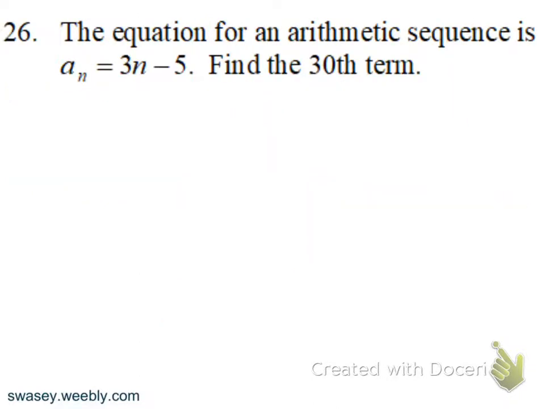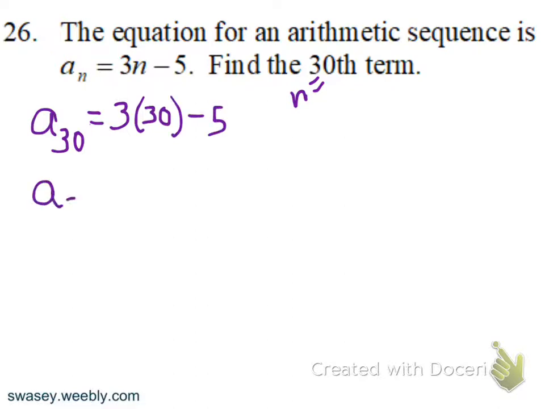All right, here we have an equation for an arithmetic sequence. We want to find the 30th term, so we're going to set n equal to 30. So a sub 30 equals 3 times 30 minus 5. So the 30th term is equal to 90 minus 5, which is 85.